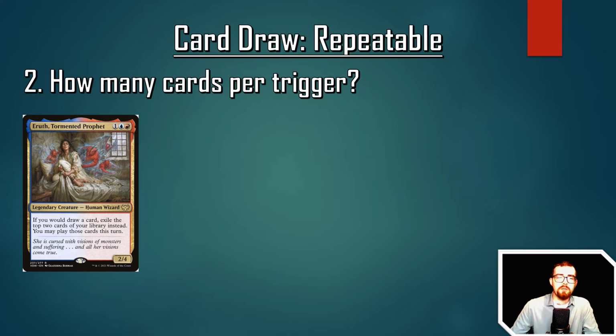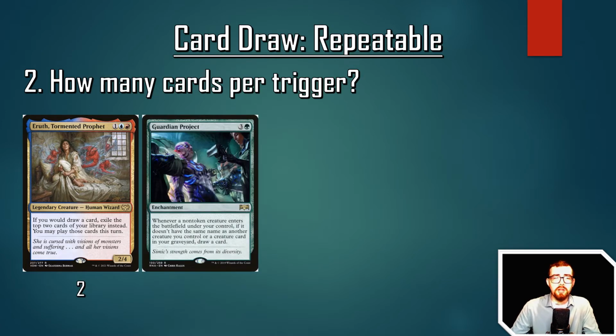Amareth, the Tormented Prophet is a 1 blue red legendary creature, human wizard. If you would draw a card, exile the top 2 cards of your library instead. You may play those cards this turn. That is a 2/4. So this in particular, each time it triggers, so you would draw a card, now you have access to 2. So that nets you a card each time that you are drawing a card. So that would be 2 cards per trigger.